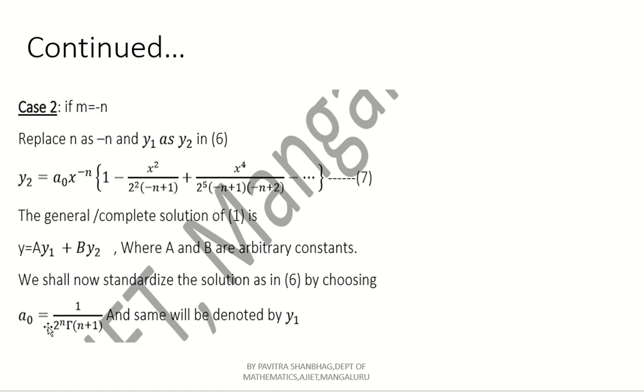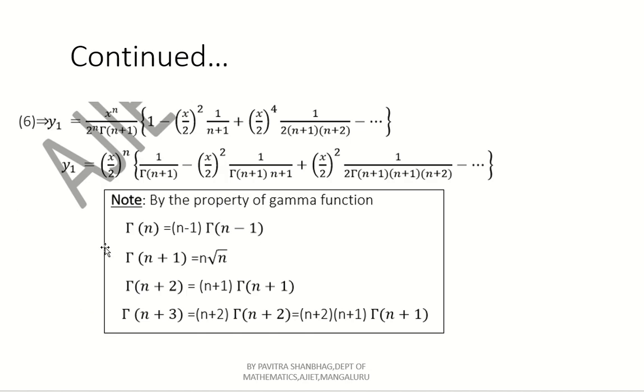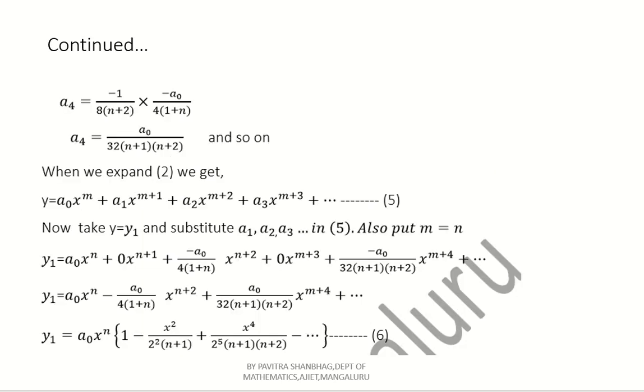So what is a naught here? We standardize by taking a naught equal to 1 by 2 power n into gamma n plus 1, and the same will be denoted by y1. So expression 6 becomes x power n, where a naught is replaced by 1 by 2 power n gamma n plus 1. So x power n by 2 power n gamma n plus 1, and the remaining you write as it is: 1 minus x square and 2 square. Combine that, so x by 2 whole square. That is what we have given here.